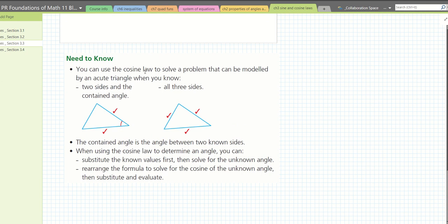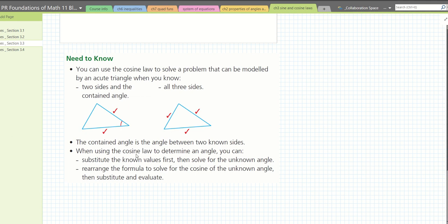So again, you can use cosine law to solve problems that can be modeled by an acute triangle. So again, there's no 90-degree angles. You use it when you know either two sides and the contained angle, so contained angle means one of the inner angles, or you know all three sides and no angles are given. So that's the case when you have to use cosine law. Otherwise, you can use sine law.